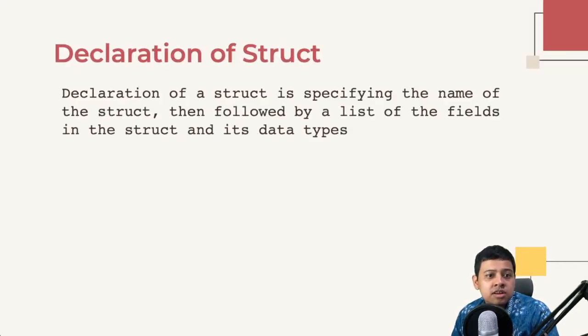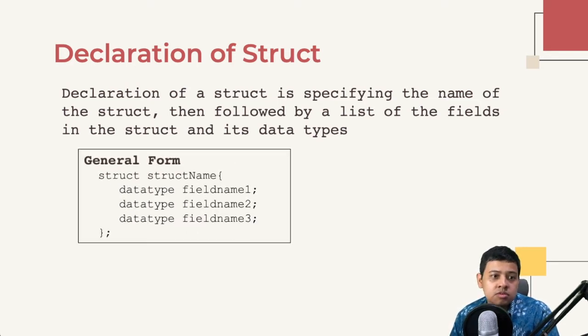The declaration of struct is specifying the name of the struct, then followed by a list of the fields in the struct and its data types. So for example, just like here, we have the struct as the data type, and then the struct name. Then we input the data type and the field name. So the struct name and the field name. If we have, like, just before, the product code, then the field name will be product code, and then the field name 2 will be product name.